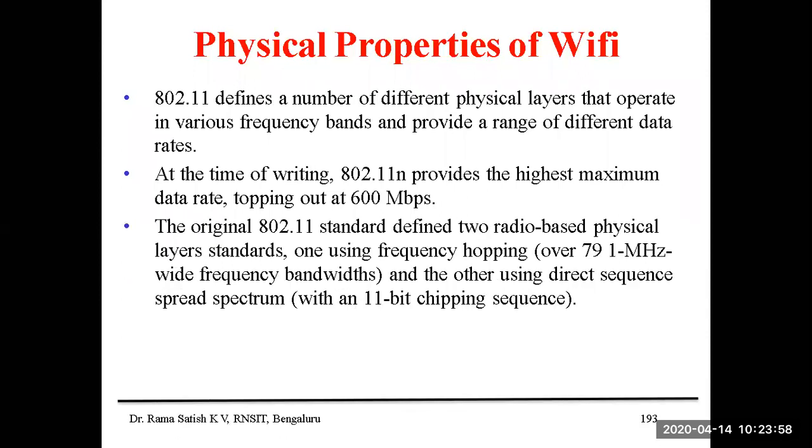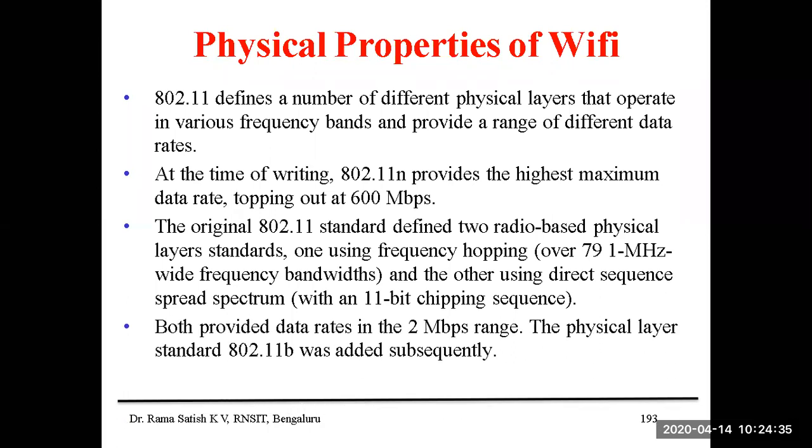The original 802.11 standard defined two radio-based physical layer standards, one using frequency hopping over 79 1-megahertz-wide frequency bands, and the other using direct sequence spread spectrum with an 11-bit chipping sequence. Both provide data rates in the 2 Mbps range.